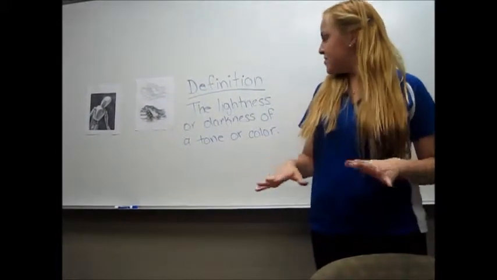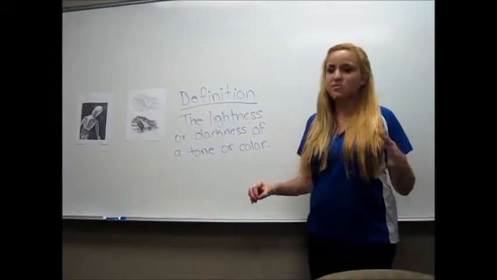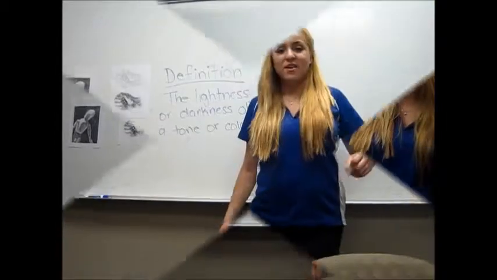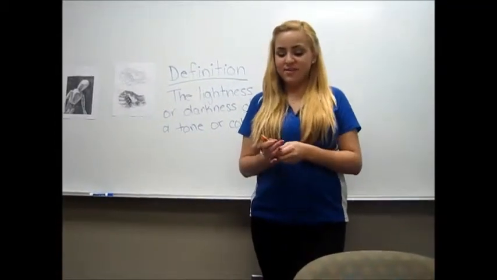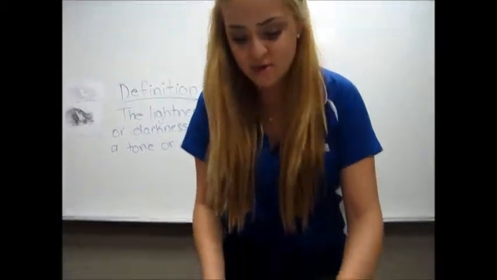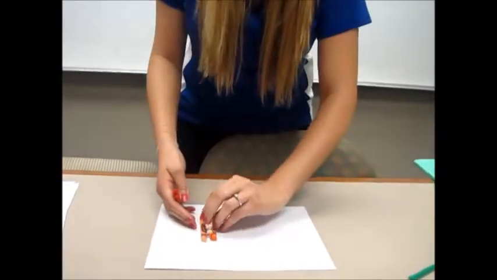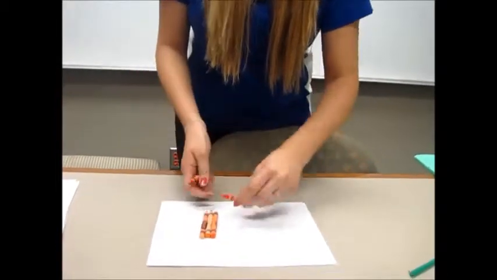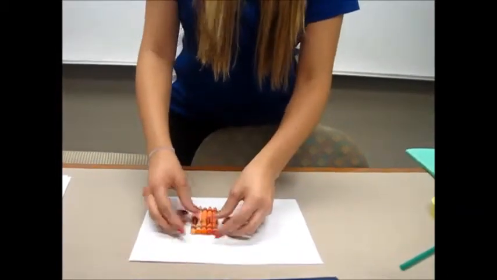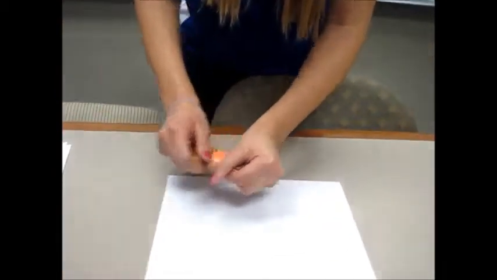But to describe it better, we're going to watch a quick 2-minute video and it's going to explain what value is a little more. Okay, now that we watched the video, let's see how it works in real life. So I have here 5 crayons and they're all orange. So you have the lightest one, the middle tones, and the darkest one. So they're all the same color, but they all have different values.